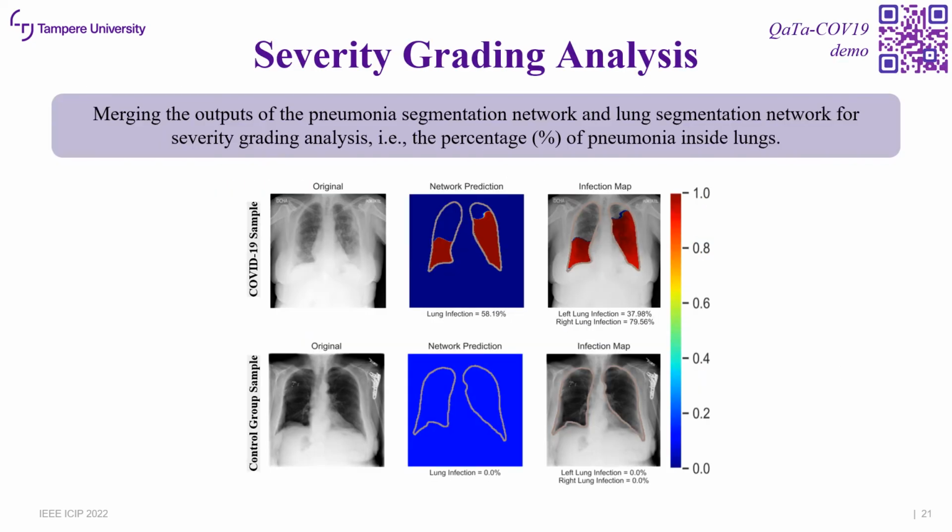We have also performed severity grading analysis by collaborating with the Qatar University researchers. We have merged our pneumonia segmentation network with their lung segmentation network to create a demo. In this demo, you can see that the pneumonia segmentation predictions are merged with the lung segmentation so that we can state the lung infection percentage in total for both lungs, and also for the left and right lungs individually. You can access this demo by scanning this QR code.